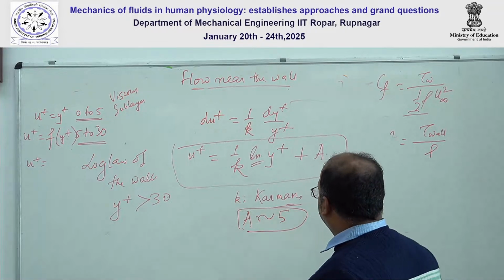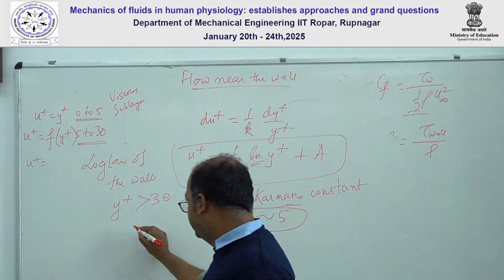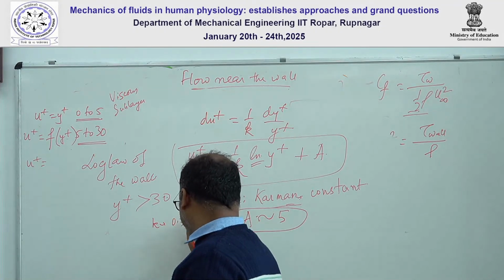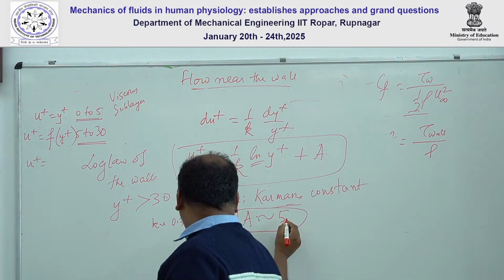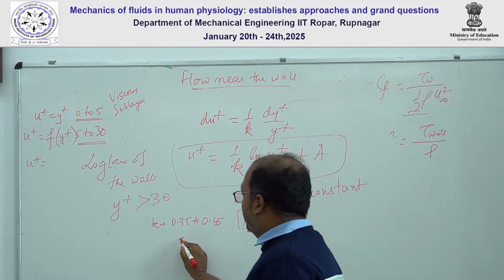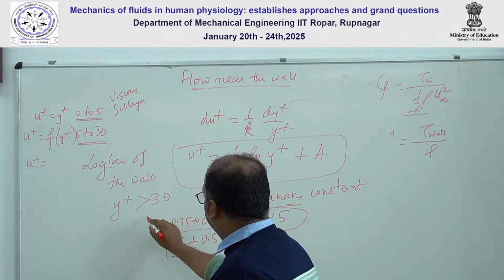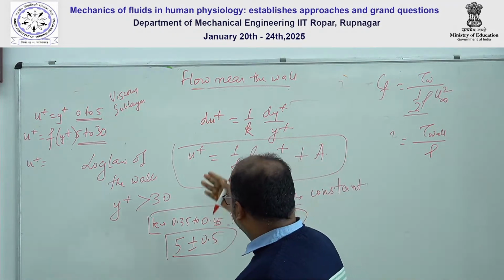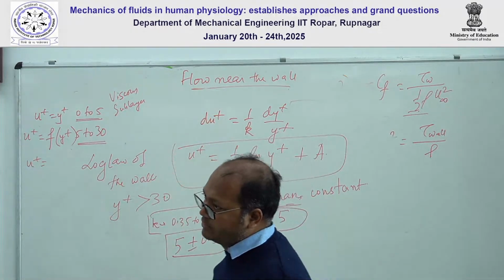around 5. So people will do the simulations or experiments like this, 0.35 to 0.45, and this one is not exactly 5, it's like 5 plus minus 0.5. So these are the guidelines based on which you can carry out the calculation when someone tries to simulate the flow near the pipe.